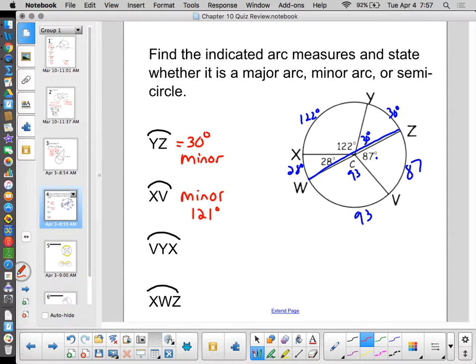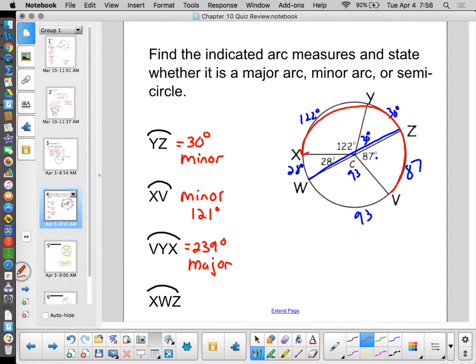VYX. So let's locate that to start with. It's three letters. What is three letters telling me? Go the long way, right? So V through Y ending at X, essentially. That's what we're doing. So I have to add those pieces together. 87 plus 30 would be 117, plus 122 would be 239. Did I add that up right? And that would be a major arc.